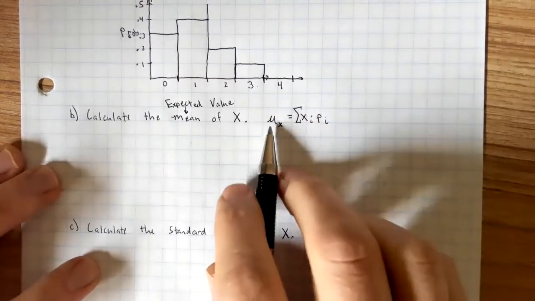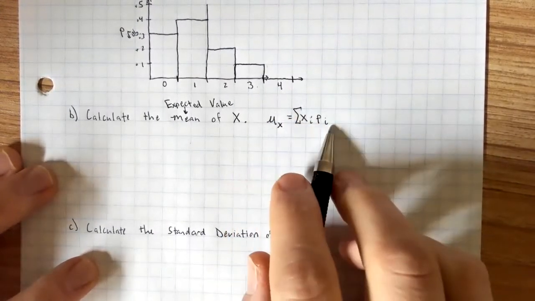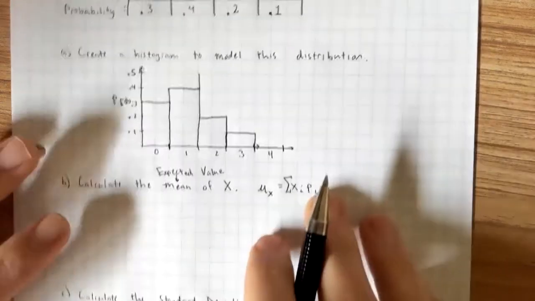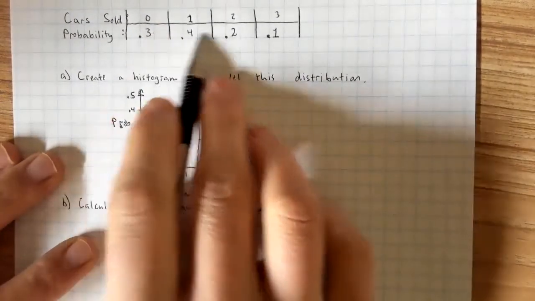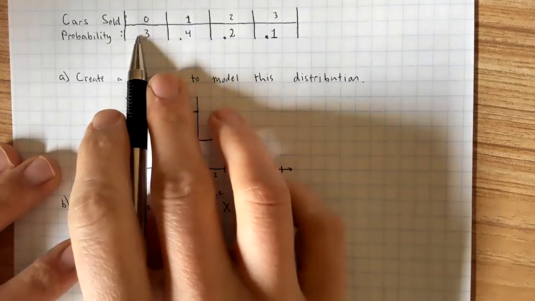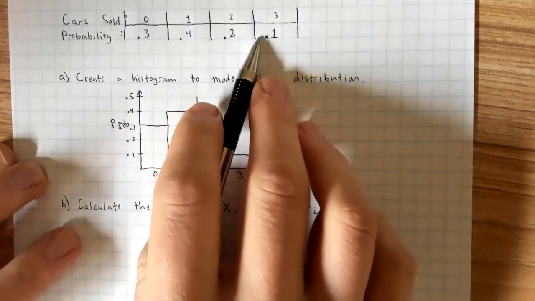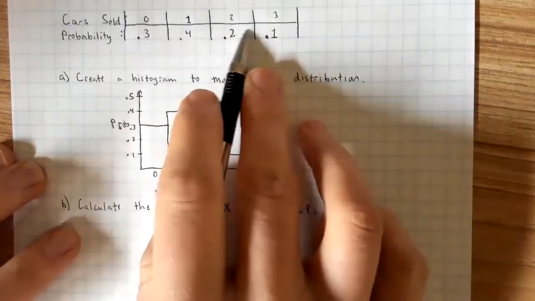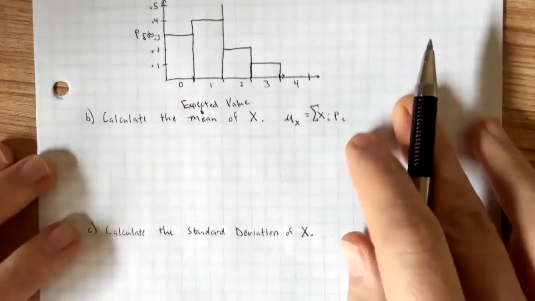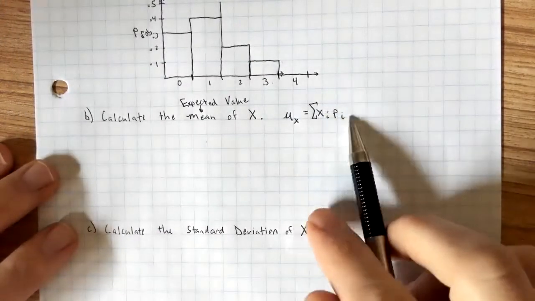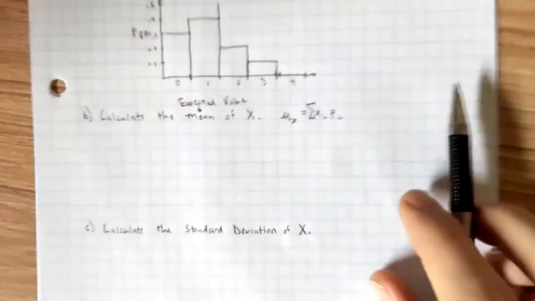So one thing you might be thinking is, well, we're calculating a mean, so we need to divide by the number of observations, but that's already been done here. Dividing by the total number of cars sold has already been accounted for when you created this probability distribution. So that part's been done for us. When we multiply by the probability, we're already accounting for the total number of cars sold.